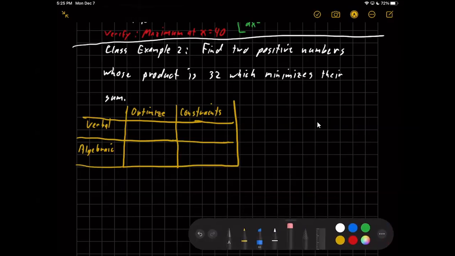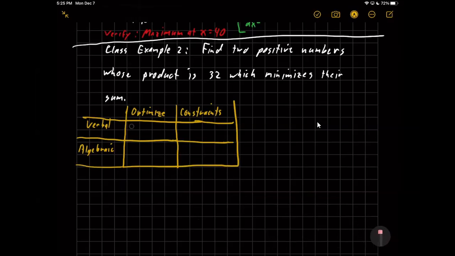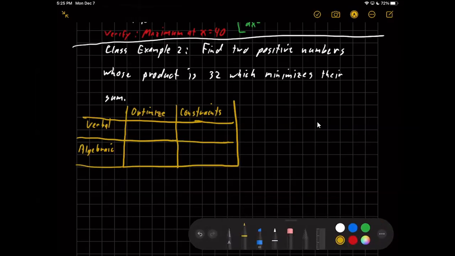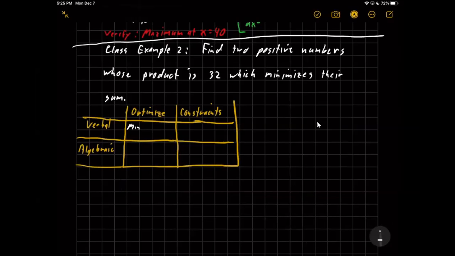So in this case, as we read the problem, we want to minimize the sum. The thing we're going to optimize is always a maximum or minimum. So in this case, I'll just write min sum. You can write max or min just to shorten it up a little bit. We want the minimum sum, but the constraint is that the product is 32. So we want to minimize the sum of two numbers whose product is 32.